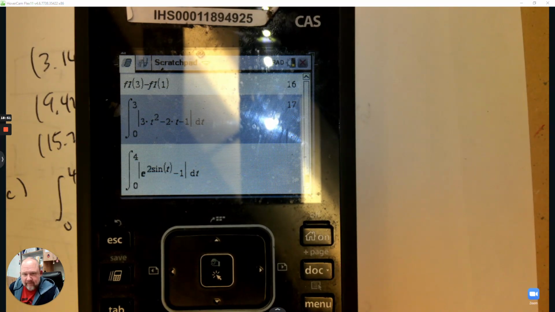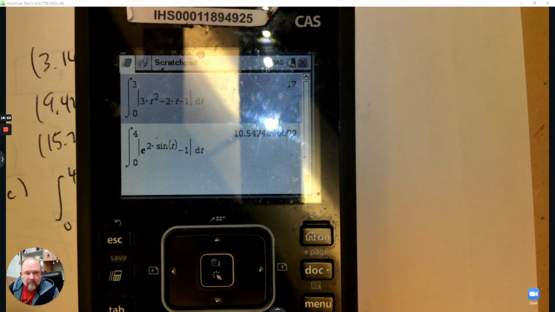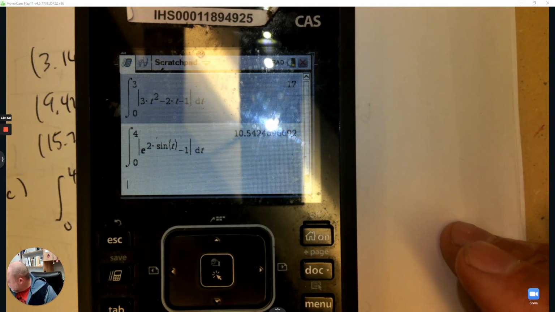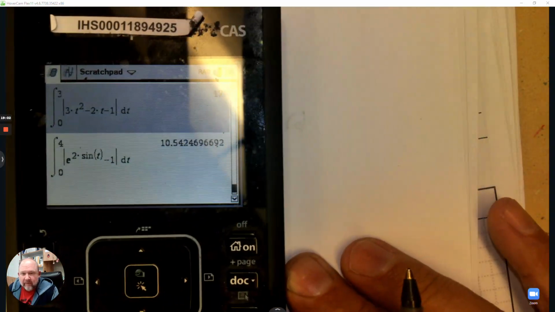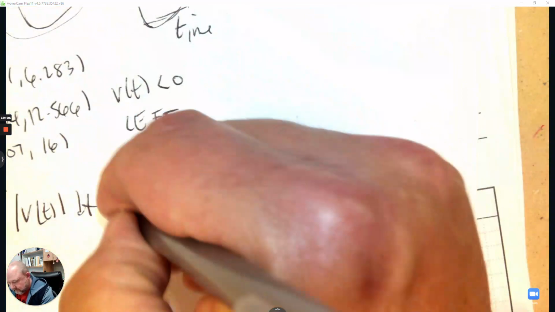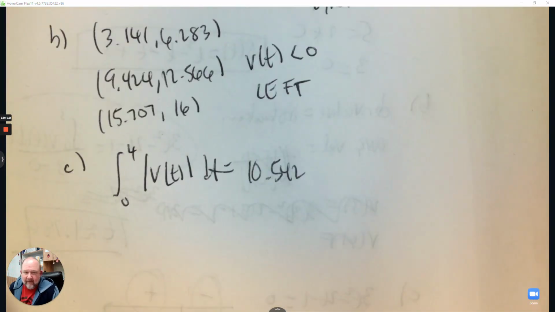And I get 10.5, double checking, 10.542. Perfect. So this is definitely quicker to find the total distance, the absolute value of the velocity, something to remember.